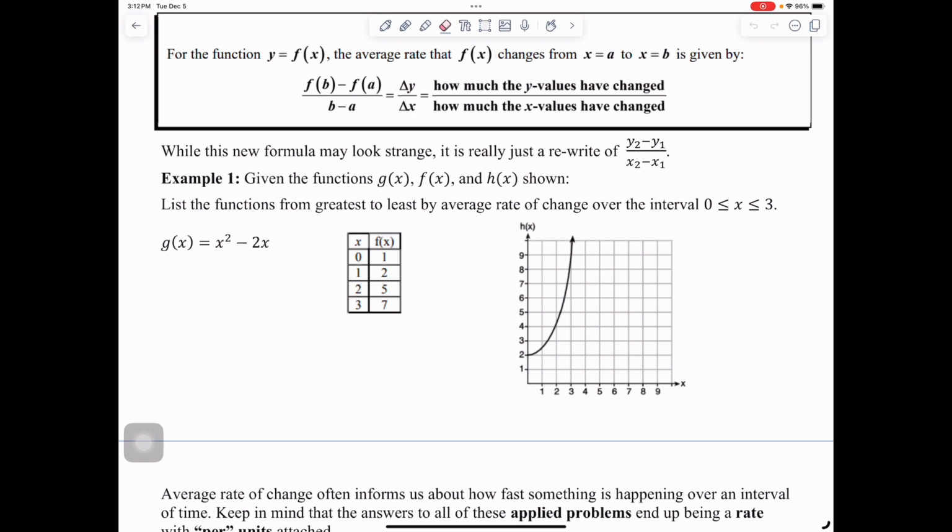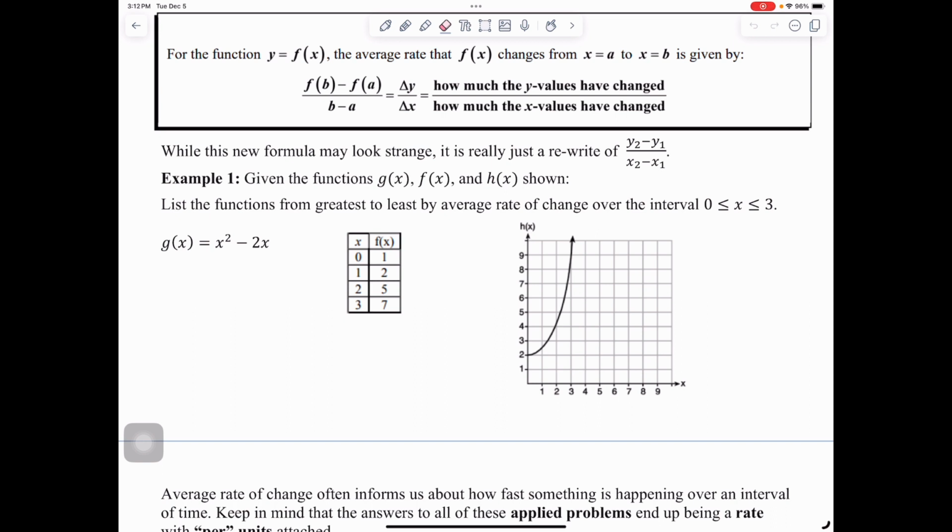Given the functions g of x, f of x, and h of x shown, we're going to list the functions from greatest to least by average rate of change over the interval 0 less than or equal to x less than or equal to 3. Looking at that formula we have up above, we know we need to find the function's value at these different values. So we have to find f of b and f of a. We're going to use our domain of 0 less than or equal to x less than or equal to 3 to give us our two critical values.